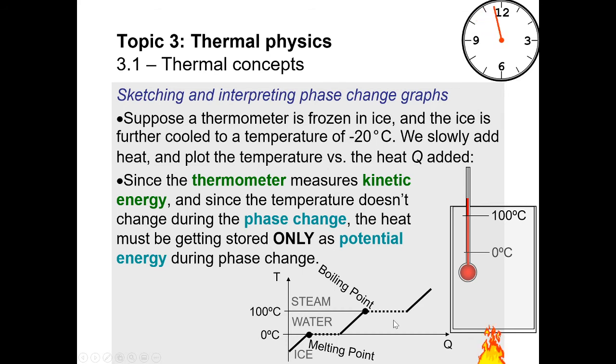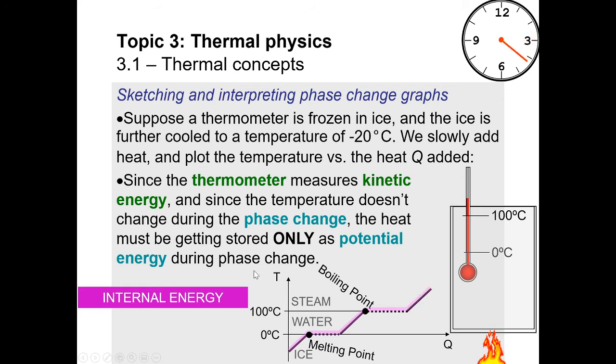Remember that the thermometer measures kinetic energy. And since during the slanted parts of the graph, there's no phase change happening, this is where the kinetic energy is being added, and that's why the temperature changes. But during the horizontal plateaued parts of this graph, the temperature is constant, so the kinetic energy is remaining constant. That means all of the energy that goes into the system is going into the form of potential energy, right? Because we're changing the bond structure.